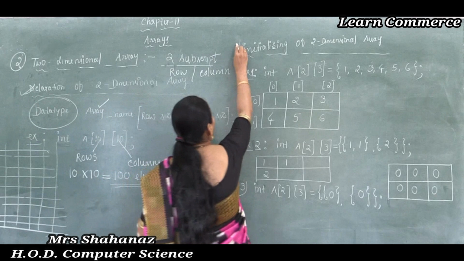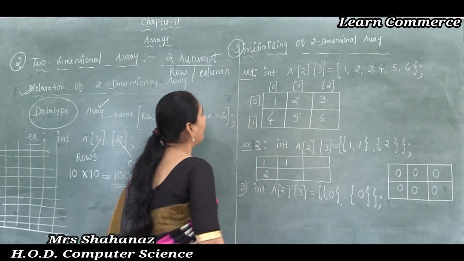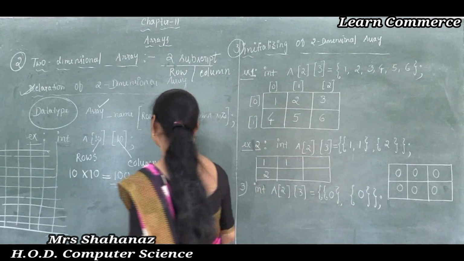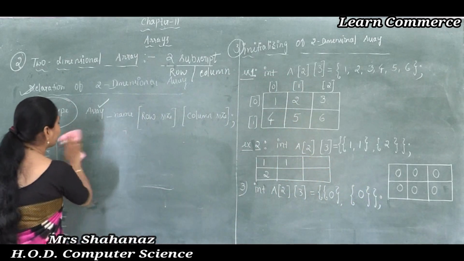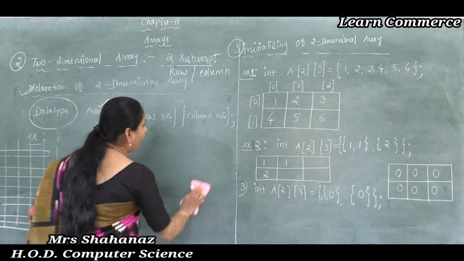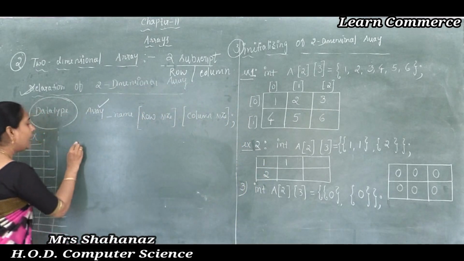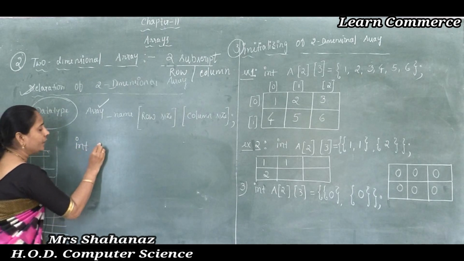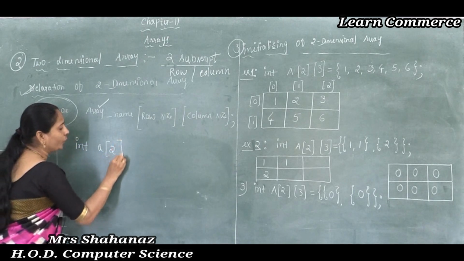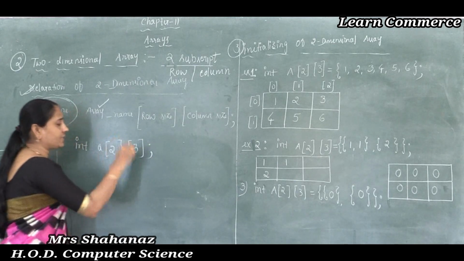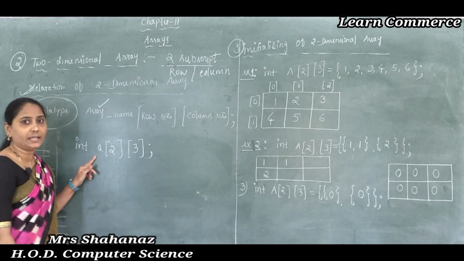Now let's go for our third concept here. The concept name is the initialization of two-dimensional arrays. So what about the initialization? As we know, if you are using int a with 2 rows and 3 columns, and you use a semicolon, this one is called the declaration.